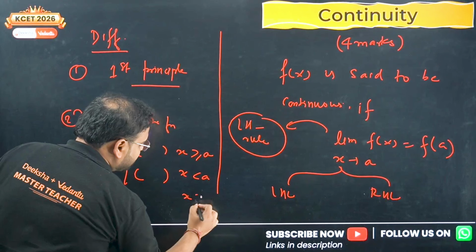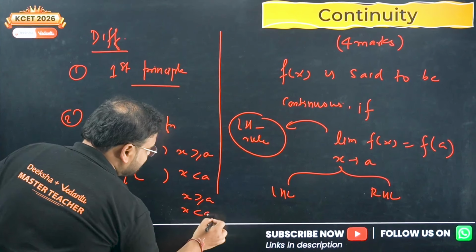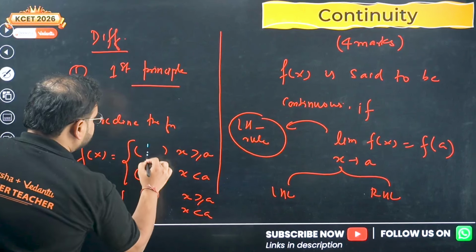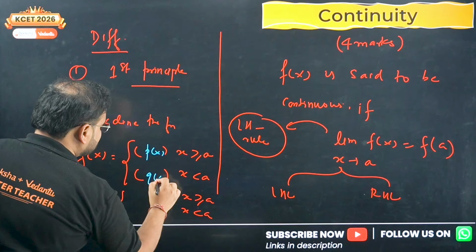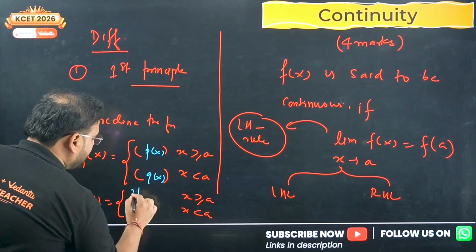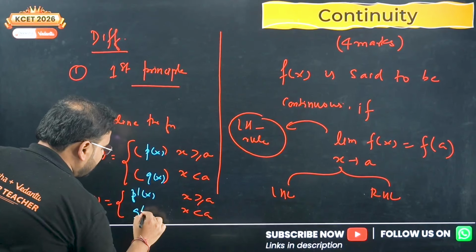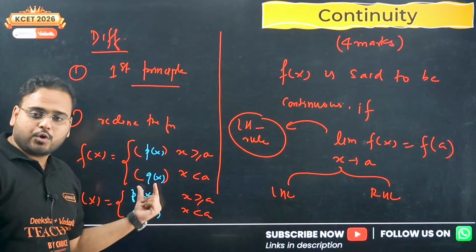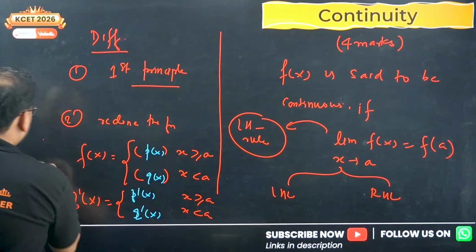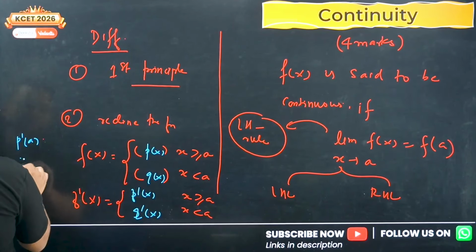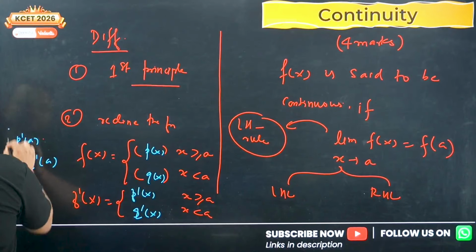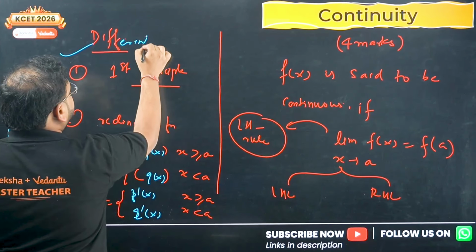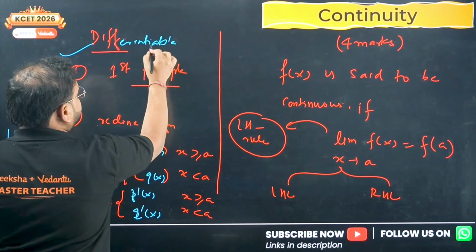So for x more than a and for x less than a, let's write the function as p(x) and q(x). Then you're going to get the values p dash of x and q dash of x. If they are equal, meaning if p dash of a is equal to q dash of a, then we call the given function differentiable.